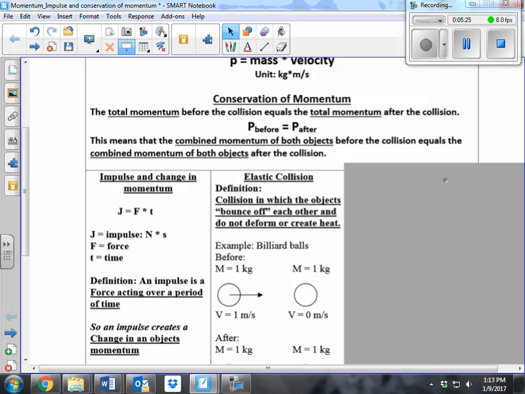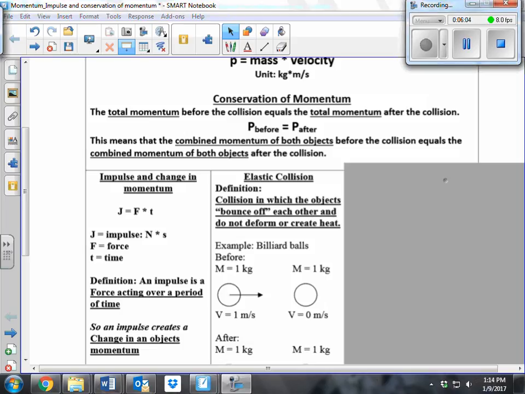You will encounter elastic collisions and inelastic collisions. For this part of the information, you just need to know what's happening between elastic and inelastic. The math works out the exact same using the equation that I'm about to show you. An elastic collision is a collision in which the objects bounce off each other and do not deform or create heat. A perfect example would be billiard balls in pool. When one ball strikes the other ball, they don't bend or deform, and there's not enough friction that we lose energy to heat. So it's a nice energy transfer, or in this case, a momentum transfer.